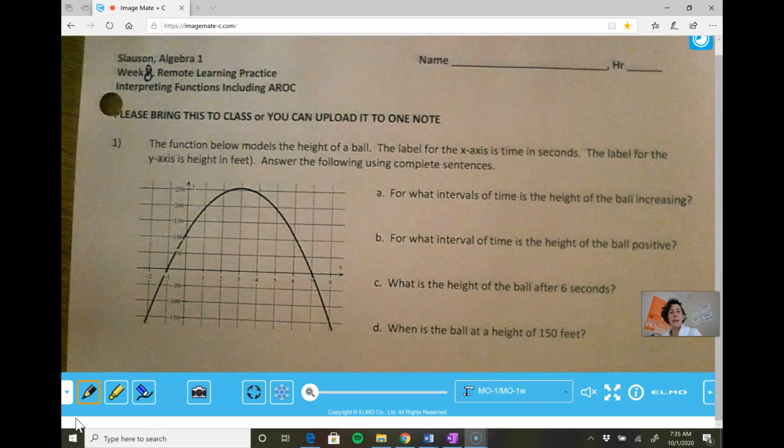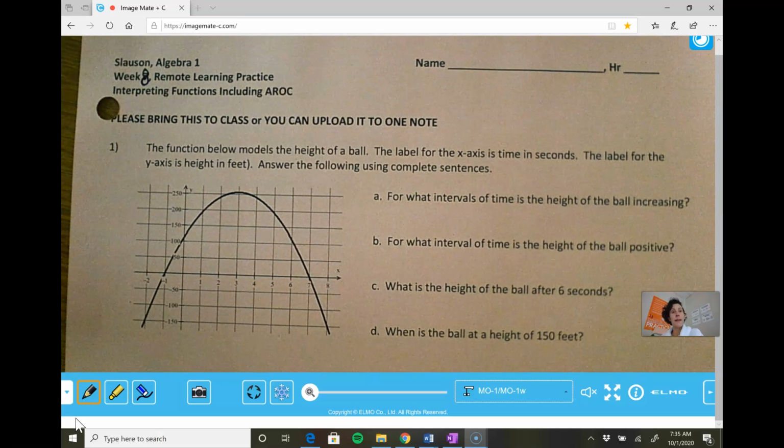This week's videos in Algebra 1 are going to be pretty short. You should have picked this up in class. If by chance you didn't, then there is a copy of this available in the week 8 folder.